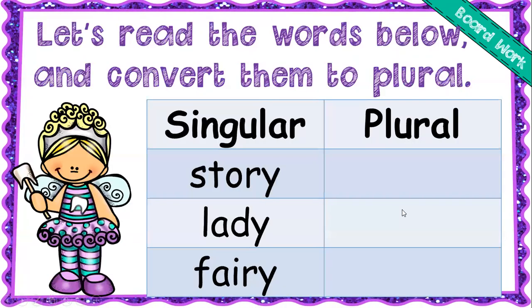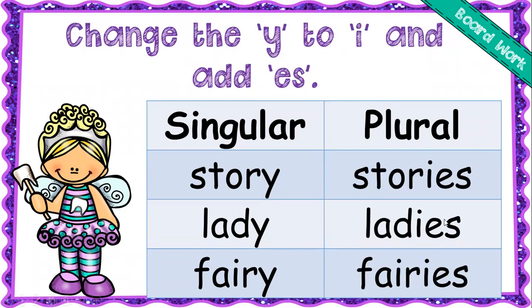Supply would become supplies. Now let's read over the words below and convert them to plural. So your singular words, read them with me. Story, lady, fairy. Now look at the letters in front of the Y. Are the letters in front of the Y a consonant or a vowel? In story, you have an R in front of your Y, which is a consonant. So we're going to drop the Y and add IES. Lady, same thing, we've got a consonant. Fairy, again, we have consonant Y. So on all 3 of these, we drop the Y and add IES.